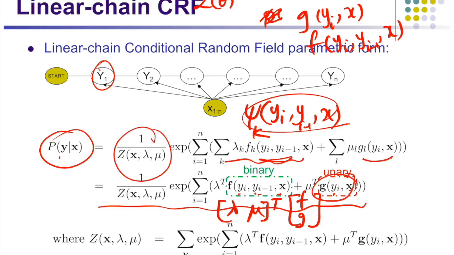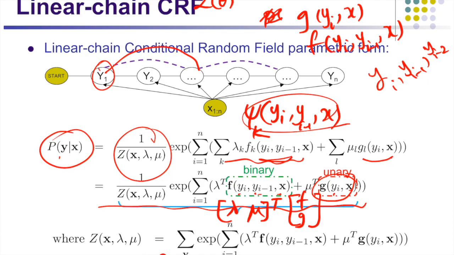What if I want to have another set of dependencies? I want to have something with yi minus 2, which is the equivalent of connecting with another arrow. All I need to do is add extra features, right? So I had lambda transpose f of yi minus 1, yi, x. I can have, let's call this h, mu transpose h of yi minus 2, yi minus 1, yi, x, and so on and so forth. It's just introducing dependencies, as simple as that. Computing that would be a whole different story. It might be difficult, but if you want to introduce more dependencies, it's simple. Just come up with features of triplets and you can do it.